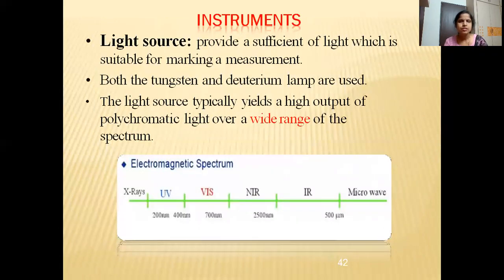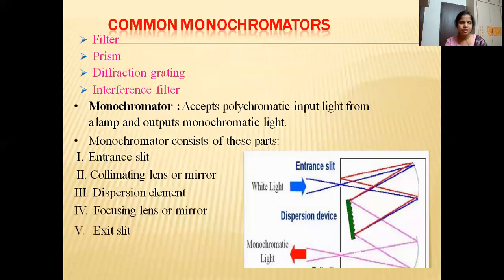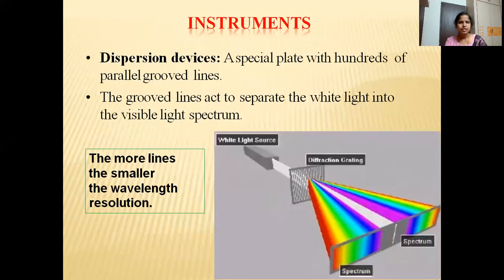So the instruments we use in spectrophotometer are almost similar, same again light source. So tungsten and deuterium lamps are used. The same thing is repeated here, so we are moving fast. Monochromator, same thing: filter, prism, diffraction gratings, interference filters can be used as dispersion devices. Here, this is made with hundreds of parallel groove lines. You can see these are the groove lines which are present.